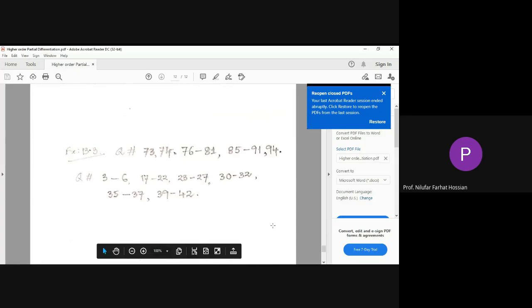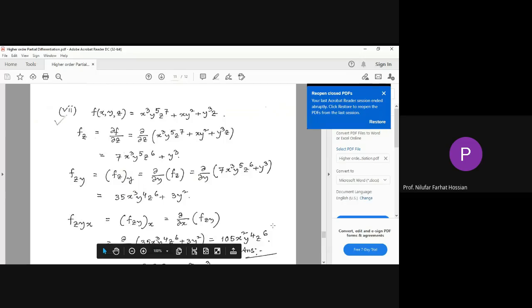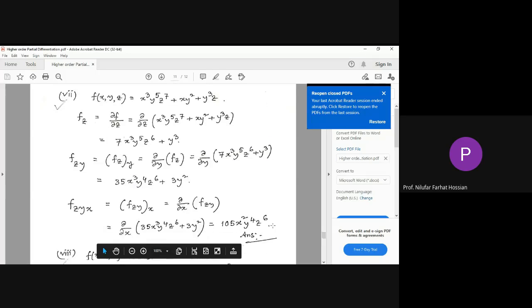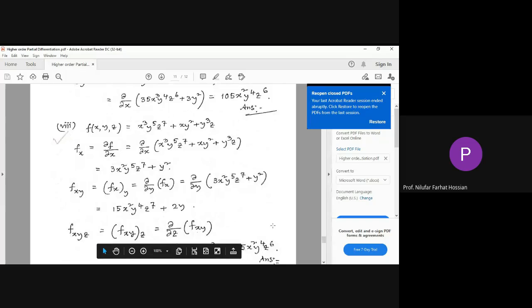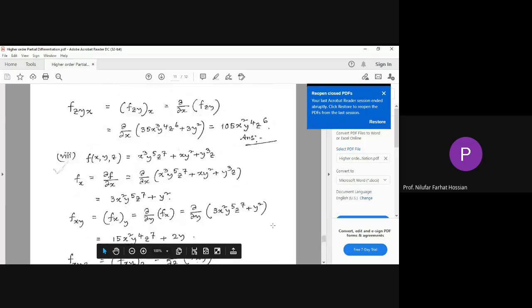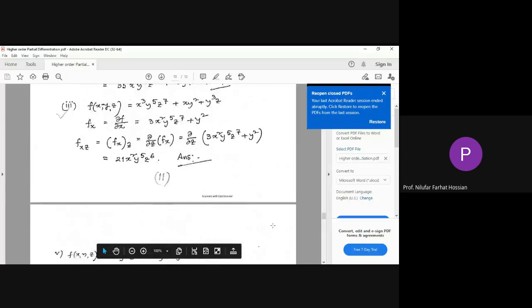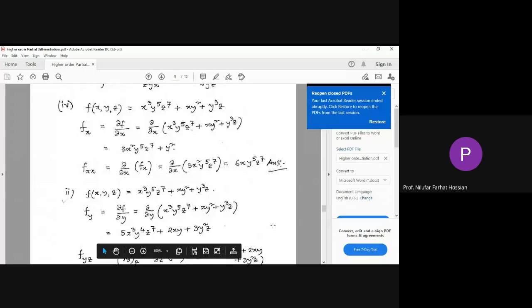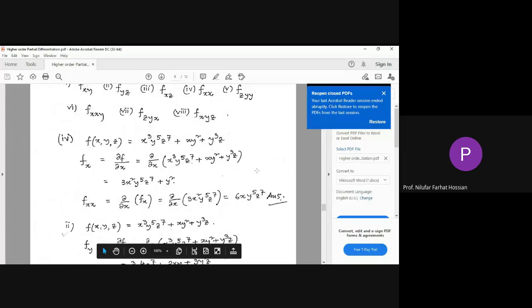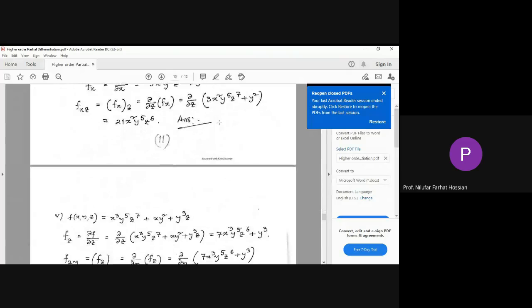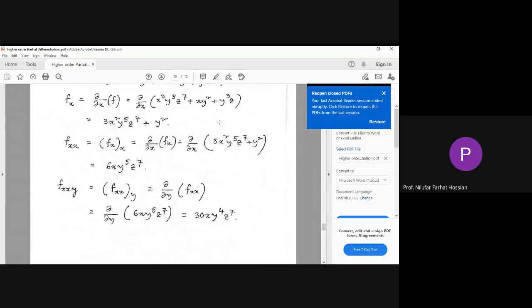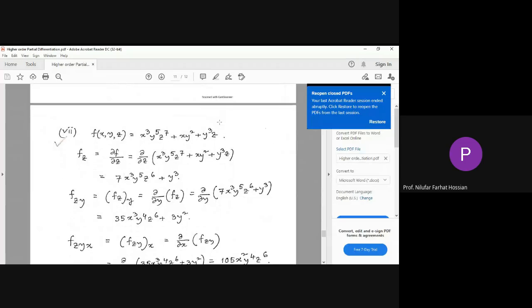And what is it in the next one? So I think I will do the last one now. Yes, the last one is fxyz. So at first with respect to x, then with respect to y, then with respect to z. Okay. So this is your last one.